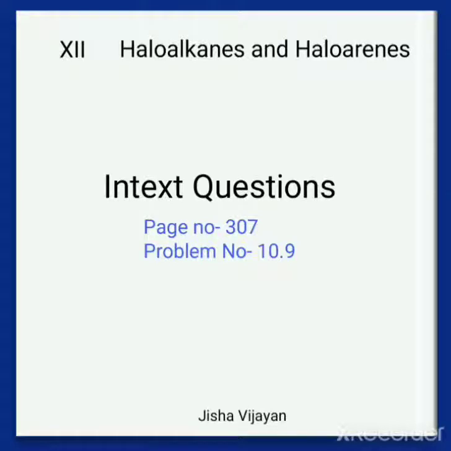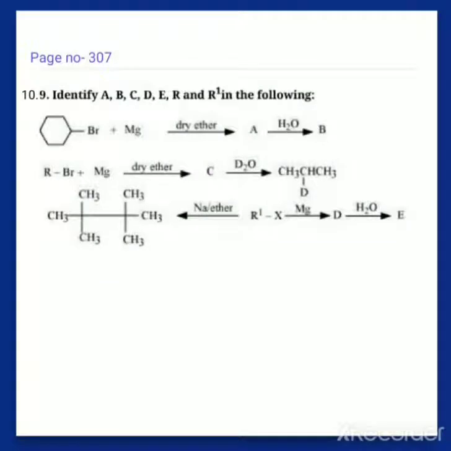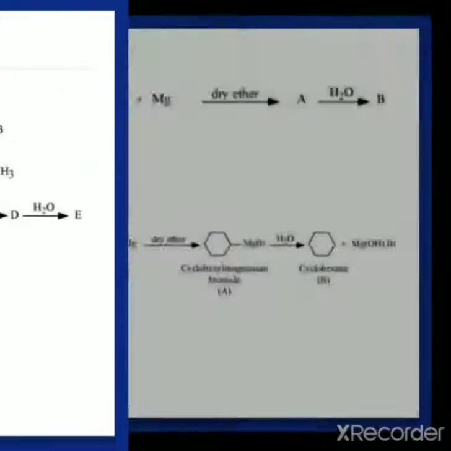Hello students, let us discuss an Intext question, that is question 10.9 in page number 307. The question is, identify A, B, C, D, E, R and R1 in the following reaction. So this is the reaction which is given, and in this reaction some of the products are mentioned as A, B, C, and we need to identify these. So let us do this one by one.